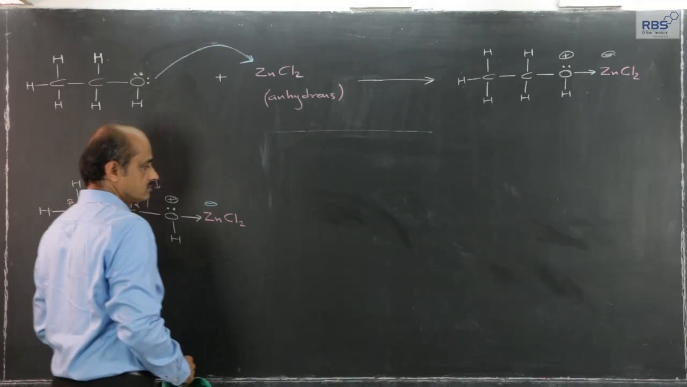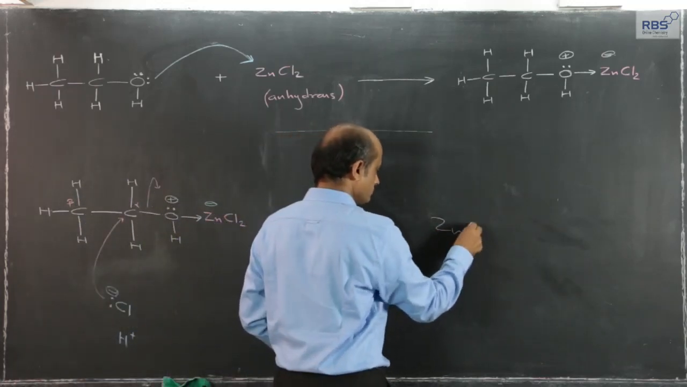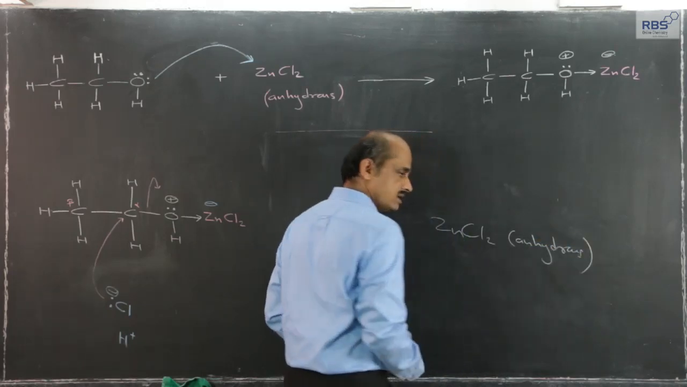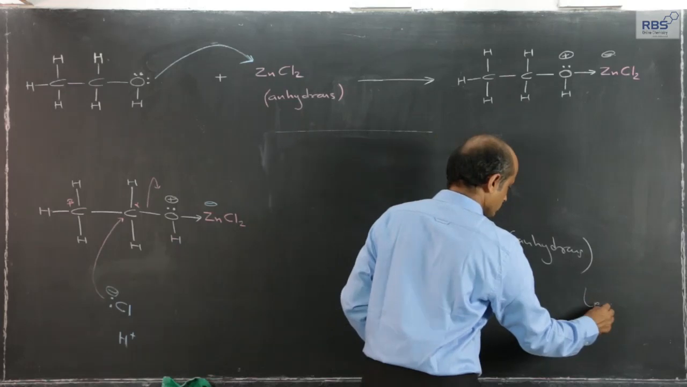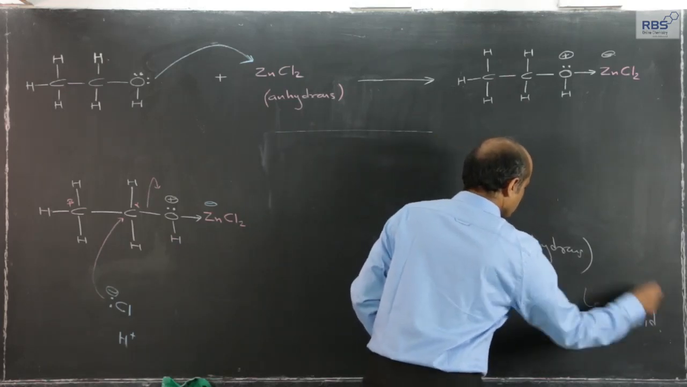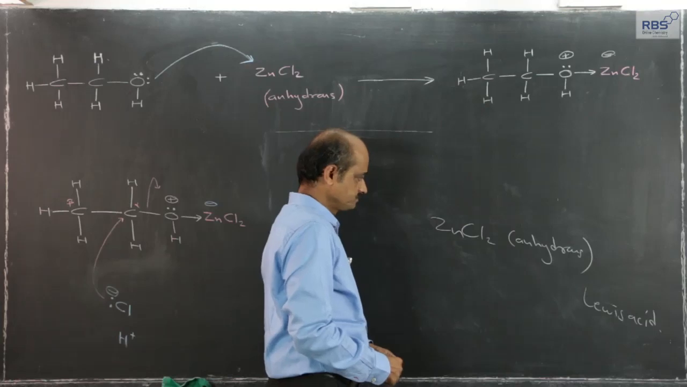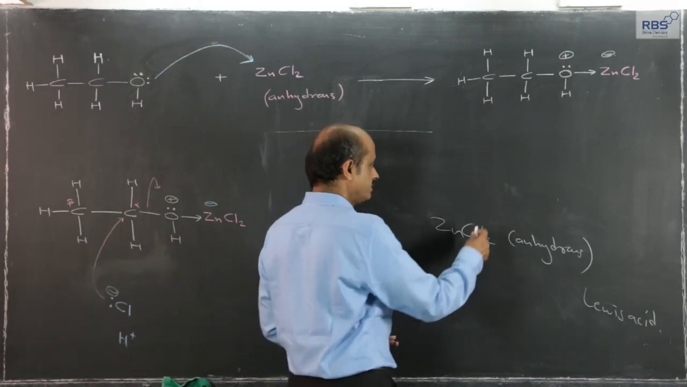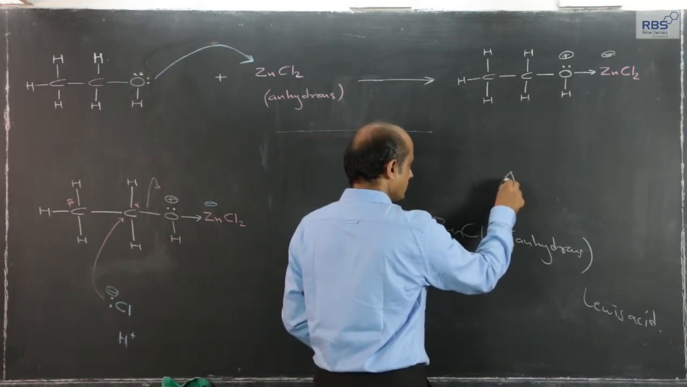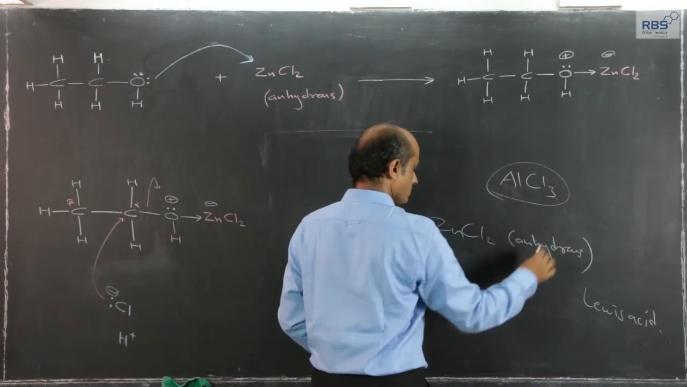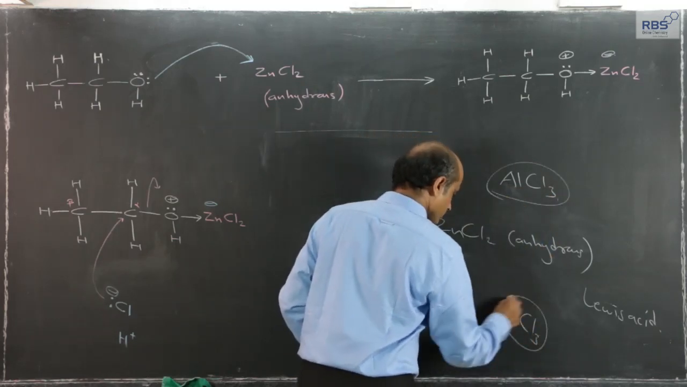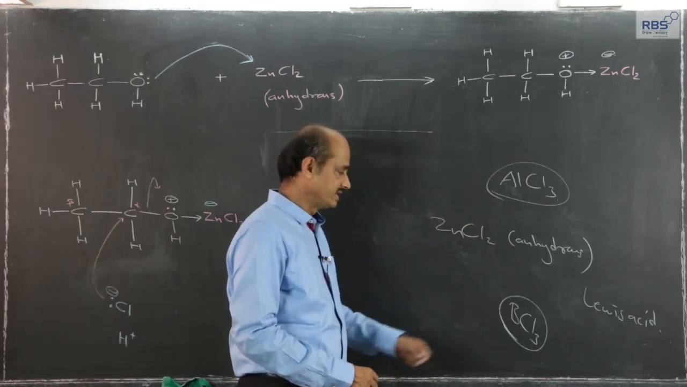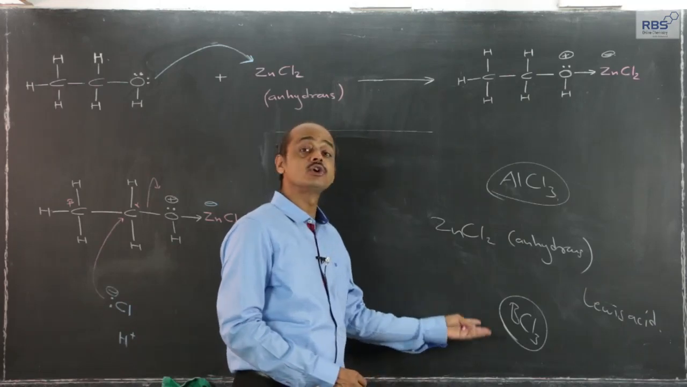Anhydrous ZnCl2 is an example of a Lewis acid, like what we had considered earlier, anhydrous AlCl3 or BCl3. These are called Lewis acids. These have empty orbitals.